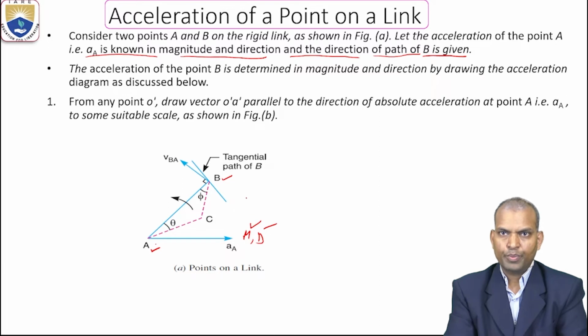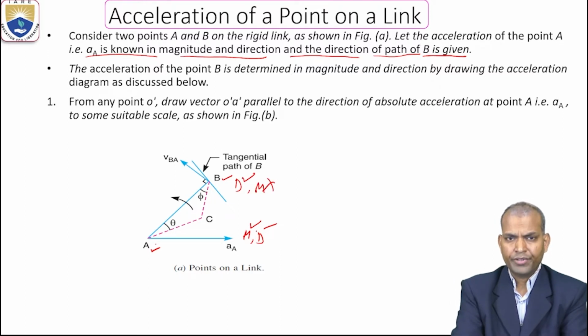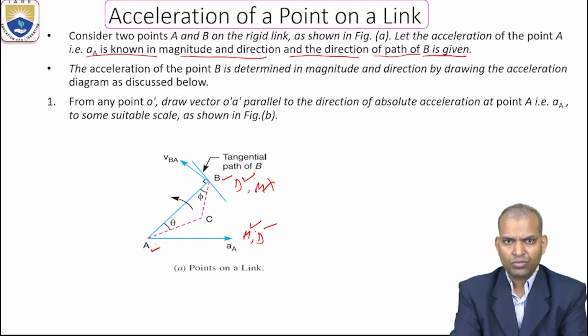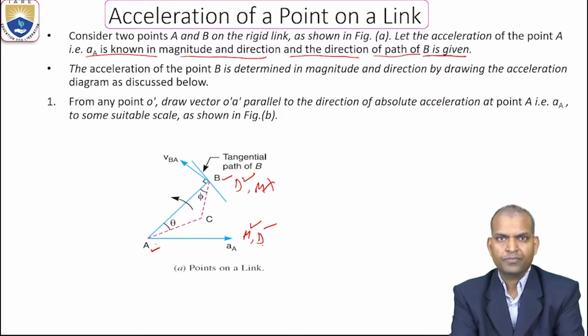But for point B, we know only the direction, we don't know the magnitude. As we studied in the previous session, the introduction to velocity and acceleration analysis, we considered the same case for velocity analysis, that is, the velocity of a point on a link. Under that headline we studied it. But here we consider the acceleration of a point on a link.